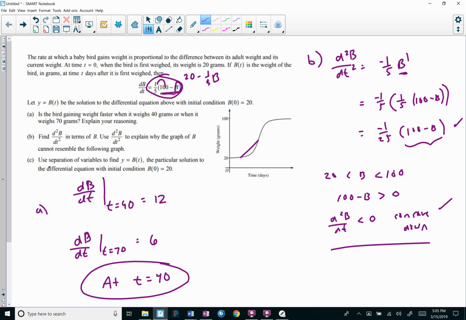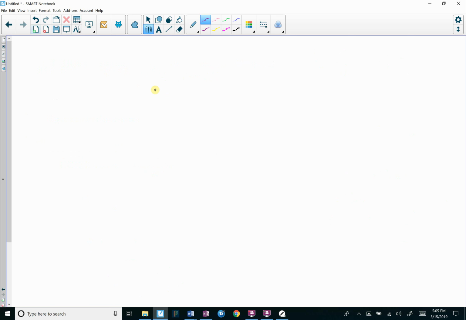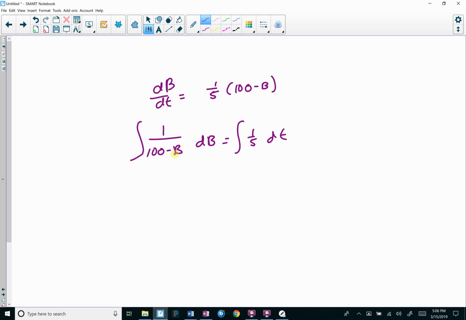Part D, it even says use separation of variables. You've got your initial conditions. Let me get a new page here because I'm a little messy there. dB/dt is 1/5 times 100 minus b. Now remember, that's a y, so I'm going to divide by it. Then take the antiderivative. Now that is a little substitution. Watch your signs. I'll get negative natural log absolute value of 100 minus b equals 1/5 t plus c.